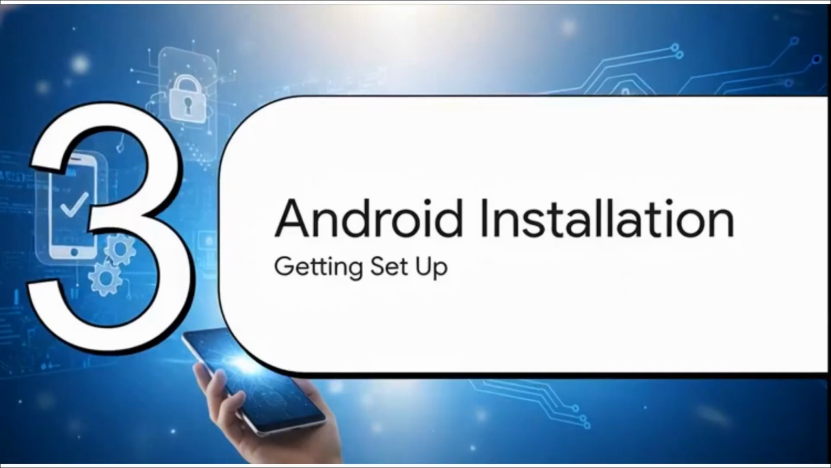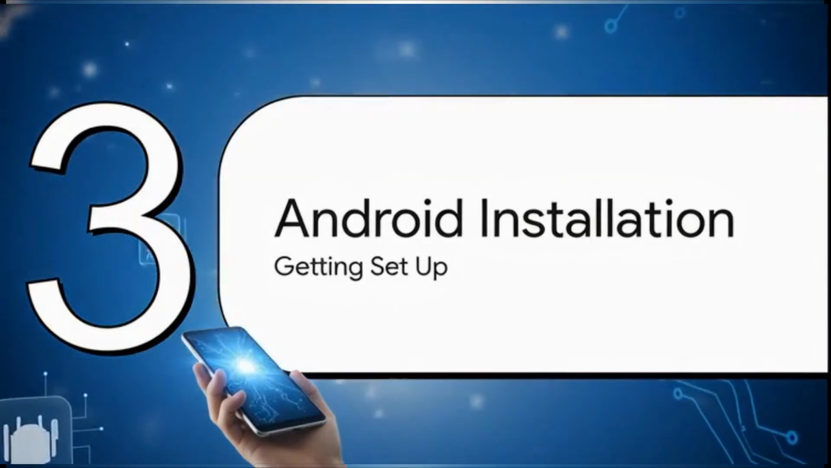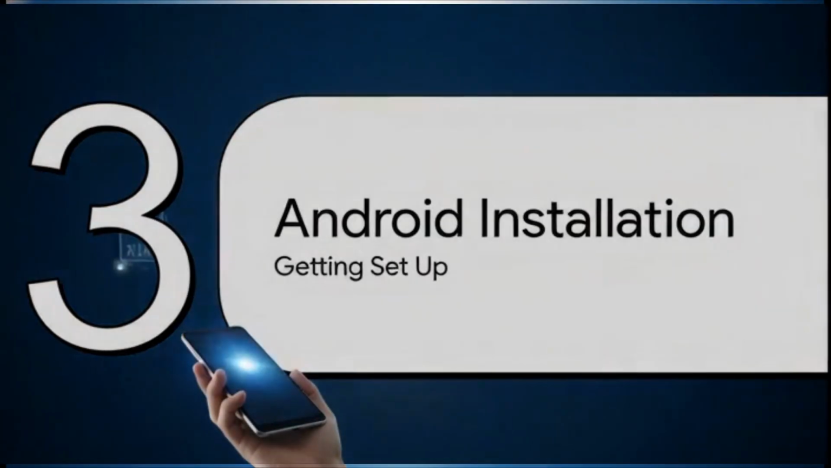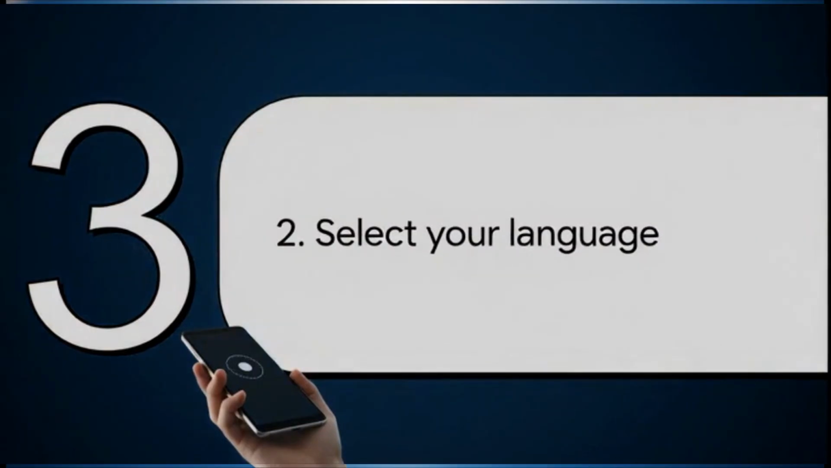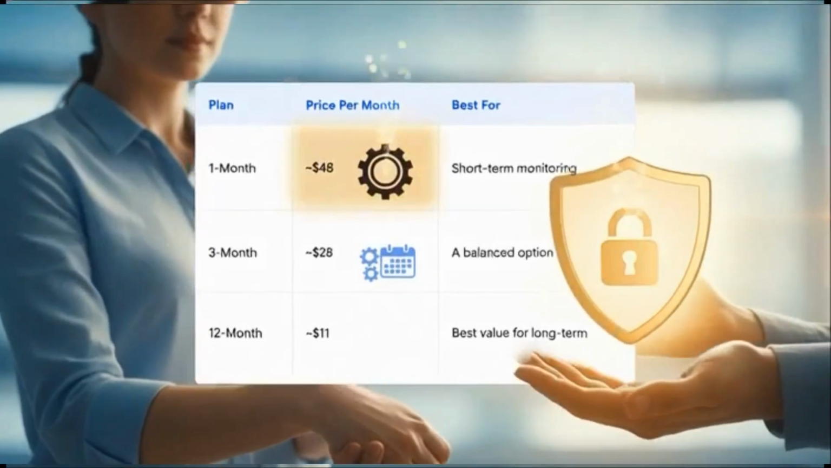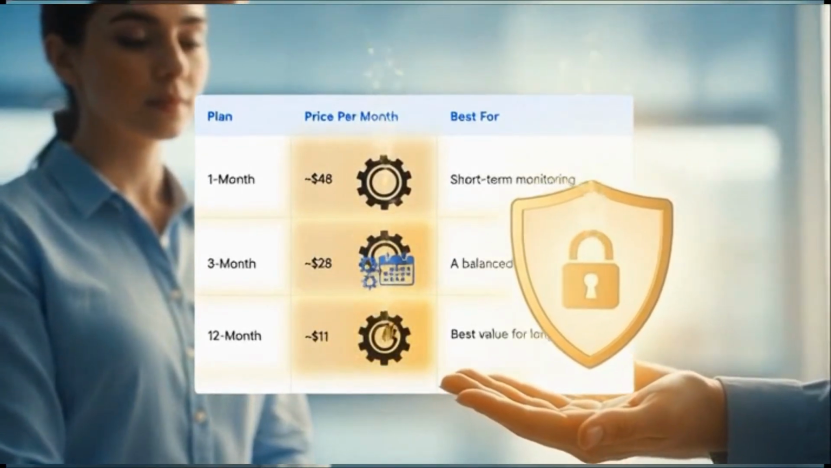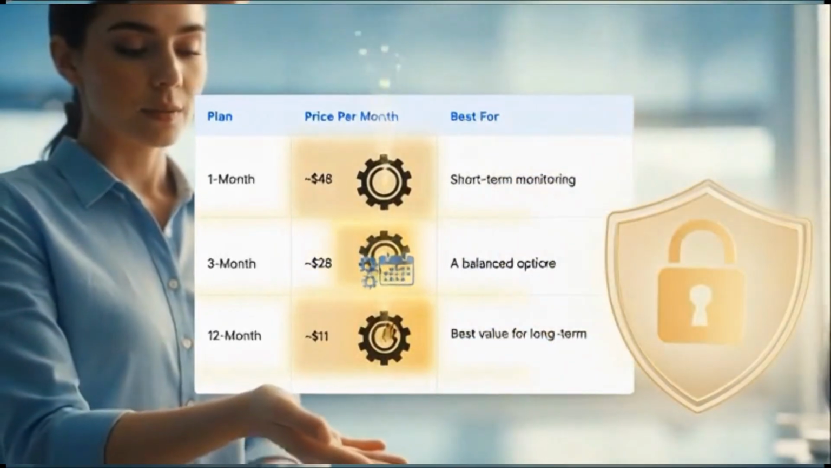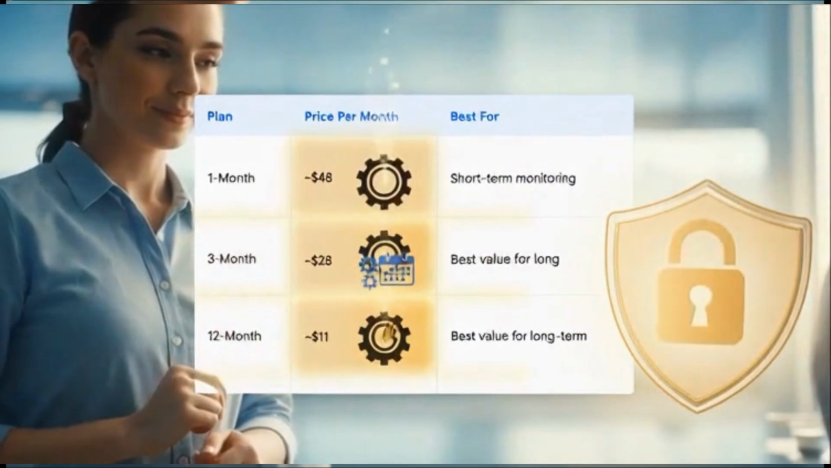So with all these incredible features, you might be thinking, okay, this has to be super complicated to set up, right? Actually, no. Let's walk through just how easy the installation process is for an Android phone. First things first, you just pick the plan that makes the most sense for you. And as you can see, while there are shorter options, the 12-month plan is a total game changer when it comes to value, especially if you're looking for long-term peace of mind.